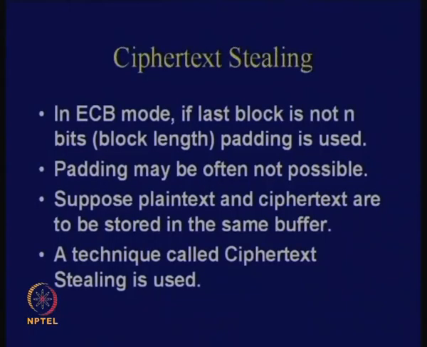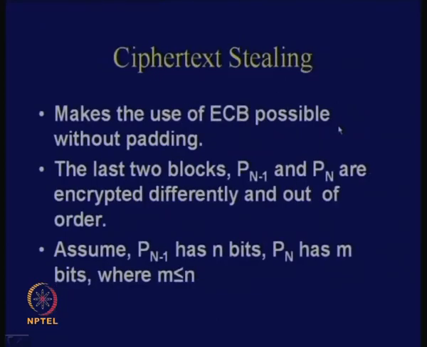So the idea is that we have to do the ECB mode of encryption, but without doing padding. Okay. The idea behind ciphertext stealing is that it makes the use of ECB possible without additional padding. Okay. So the last two blocks, that is Pn-1 and Pn, are actually encrypted slightly differently and also out of order. Okay. So we will try to understand how it works. So what is the problem?